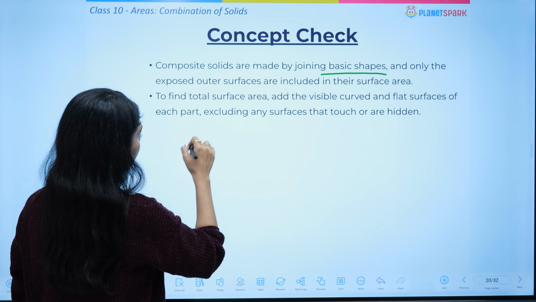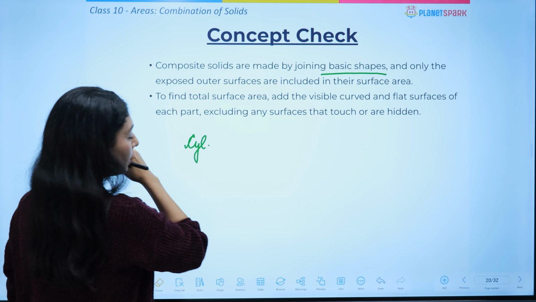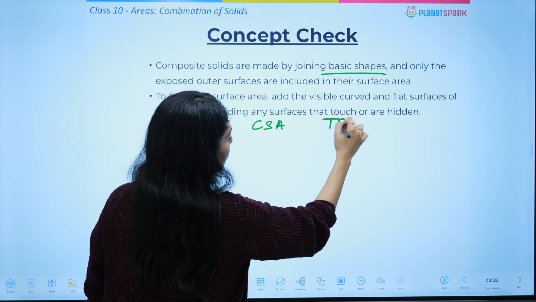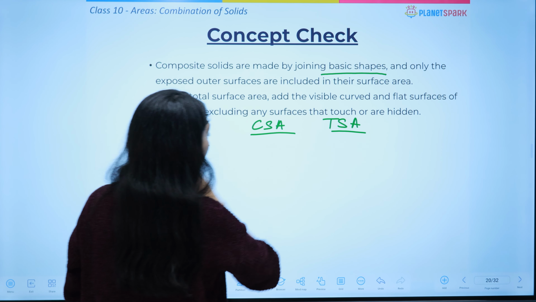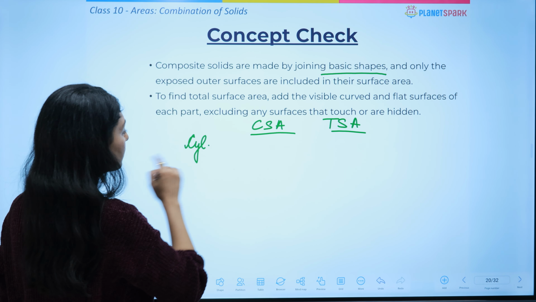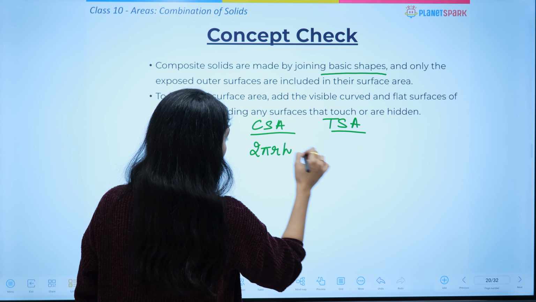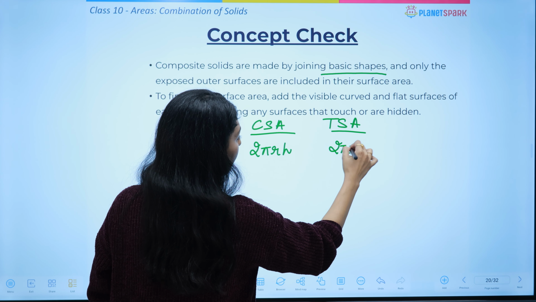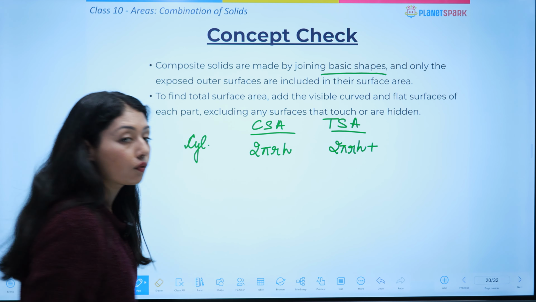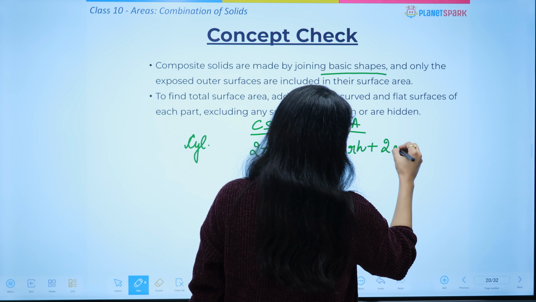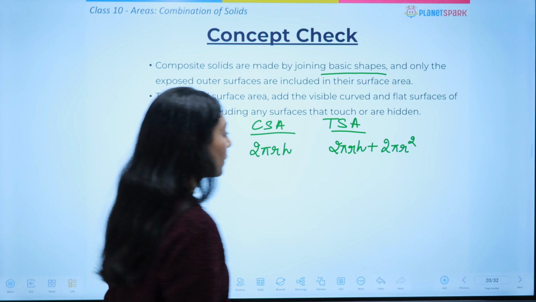Okay, so let's say we have cylinder here. If we talk about the curved surface areas and total surface areas, what will that be? Curved surface area of a cylinder, that is 2 pi RH. Total area के लिए क्या करेंगे? In curved surface area, we will be adding the area of the two circular faces, the top and the bottom. So 2 pi R square.